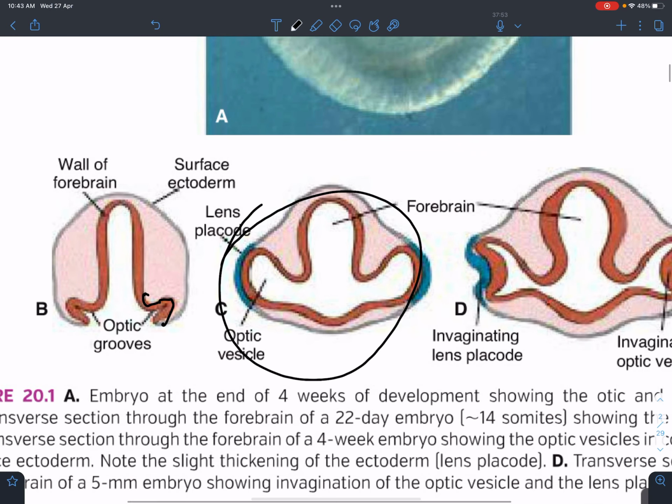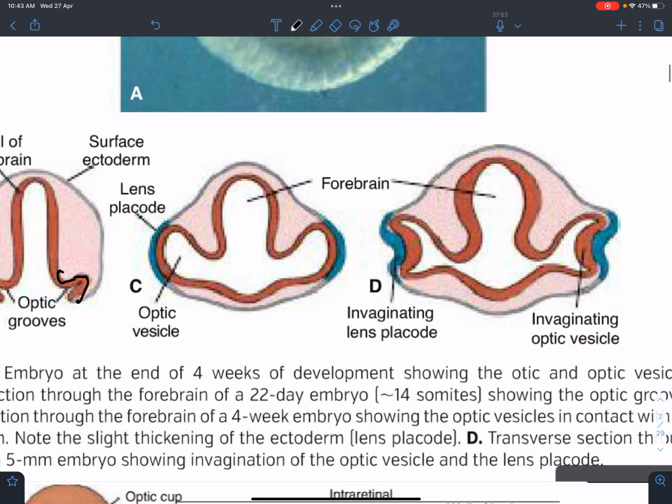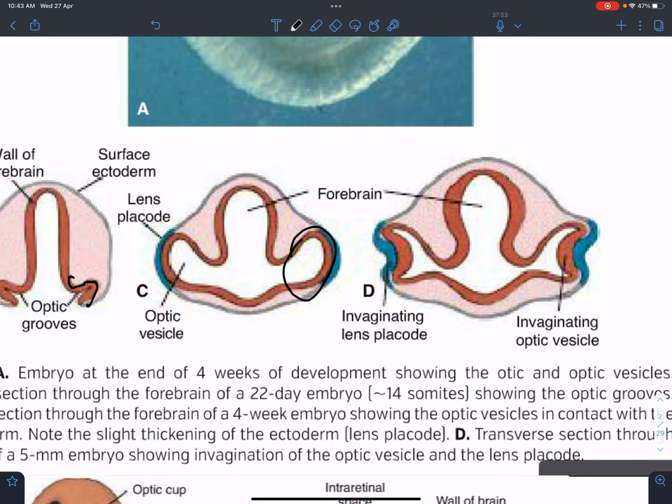Now these optic vesicles are going to continue to grow in a lateral direction until they come in contact with the surface ectoderm around them, the gray colored part. Okay, this is the surface ectoderm. When the optic vesicle comes in contact with the surface ectoderm, it is going to induce a portion of the surface ectoderm to thicken. That's why this is called a placode. Placode means a thickened portion of the ectoderm.